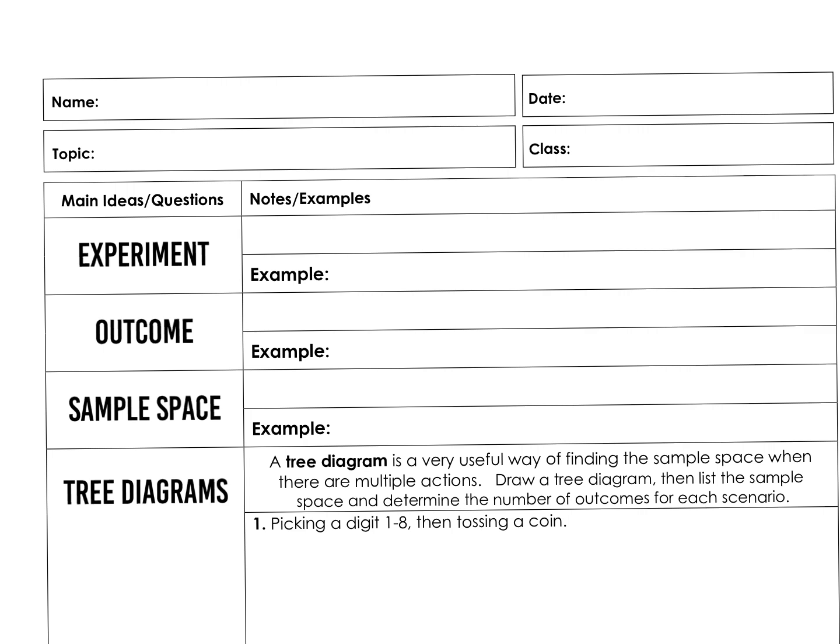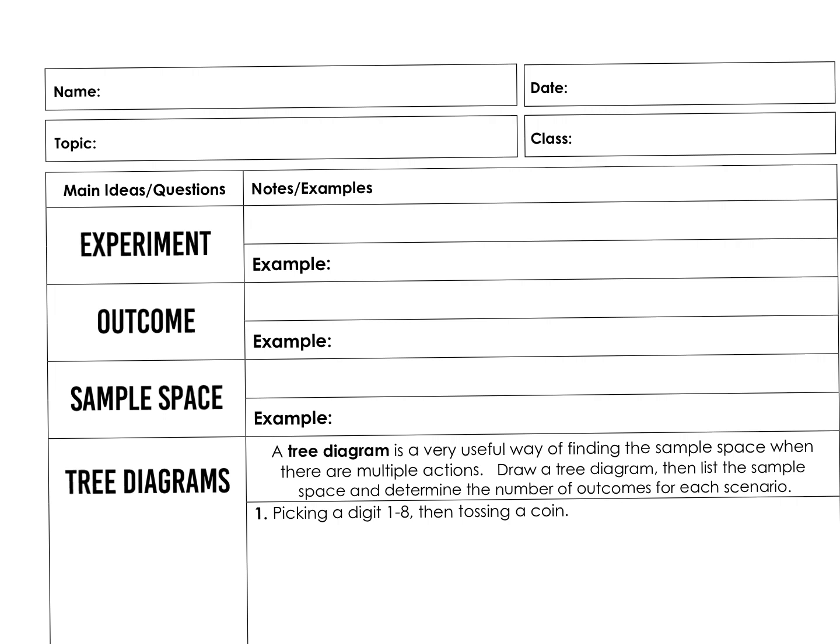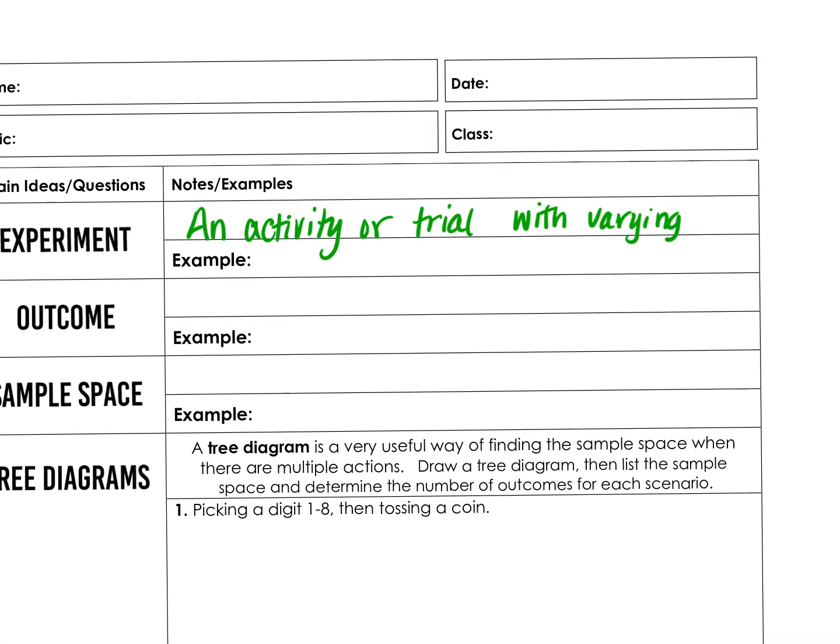We're going to start off with some vocabulary. An experiment is an action or a trial, activity, any of those things. We usually call it a trial in statistics that has varying results. Meaning we can do this and we might get different answers. An example of this would be rolling a die.